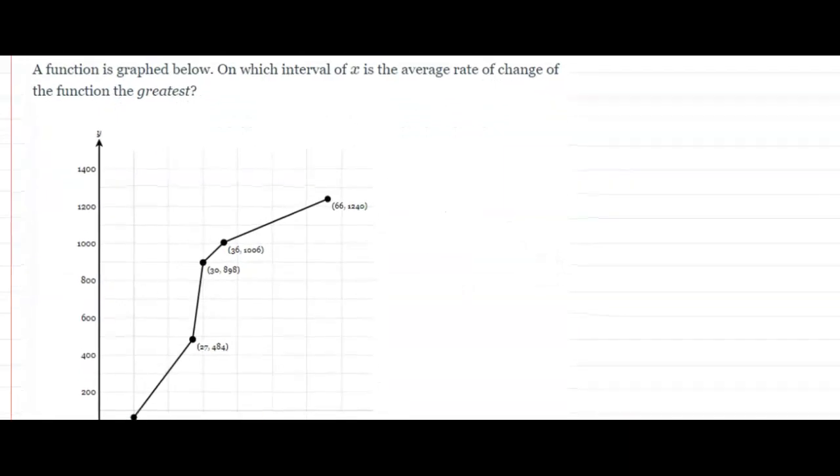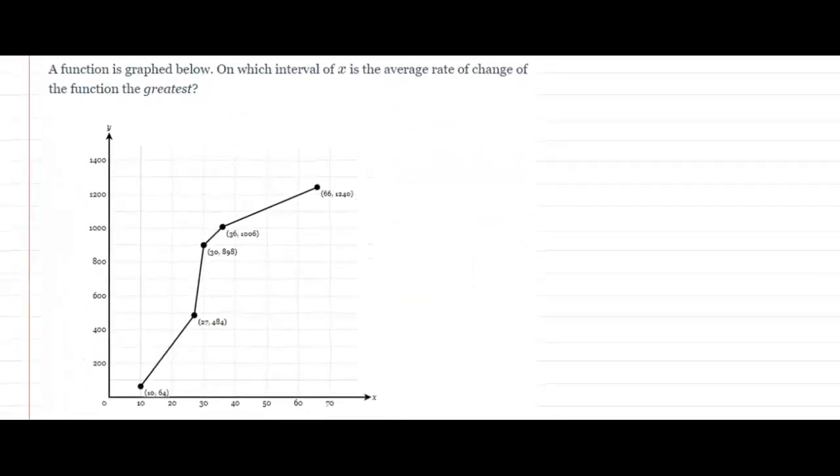What if they give you a graph that has a lot of different intervals, going from here to here, here to here, and so on? Which one has the greatest rate of change? Well, we're going to have a little bit of work to do here. We're going to have to find 4 rates of change, but you start to get pretty good at it after a while.